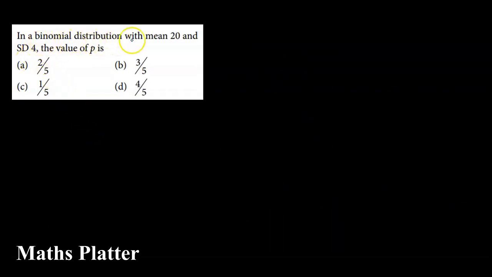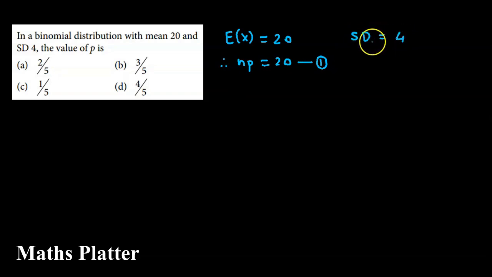In a binomial distribution with mean 20 and standard deviation 4, the value of P is. तो यहाँ पे हमें mean दिया हुआ है, that is E of x. ये है 20, but mean is n into p. So n into p is equal to 20. So this is equation number 1. Next दिया है standard deviation. अब standard deviation दिया हुआ है 4. लेकिन standard deviation होता है root of npq.